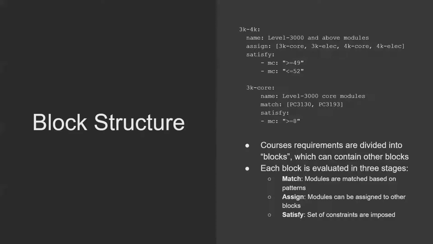The second stage is the assign stage where modules can be assigned to other blocks. In the 3K-4K block, you can see that the assign stage specifies a few other blocks representing the different parts of this course requirement. Lastly, we have the satisfy stage where a set of constraints are imposed. For example, the 3K-4K block has the constraints of modular credits being greater than or equal to 49 and less than or equal to 52.